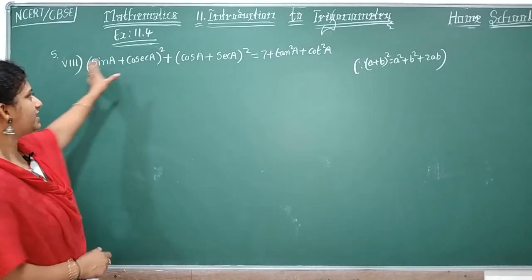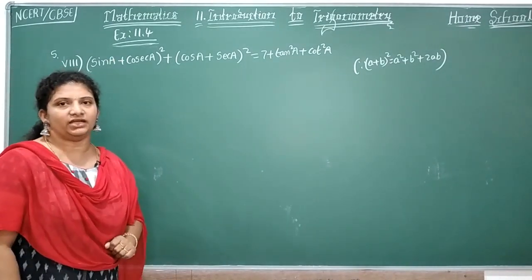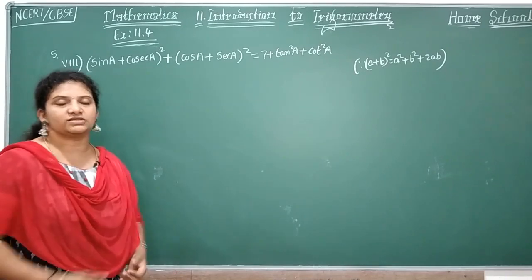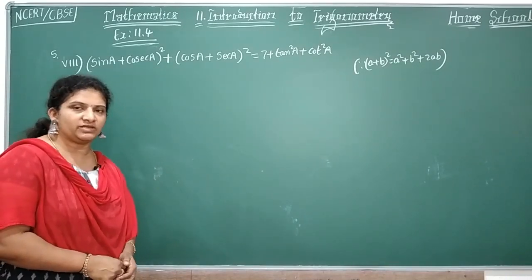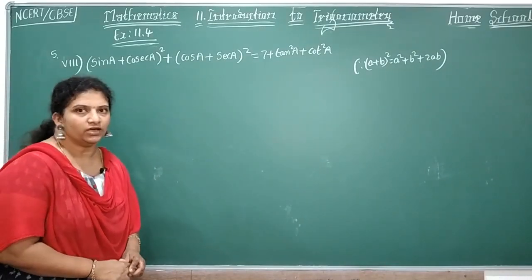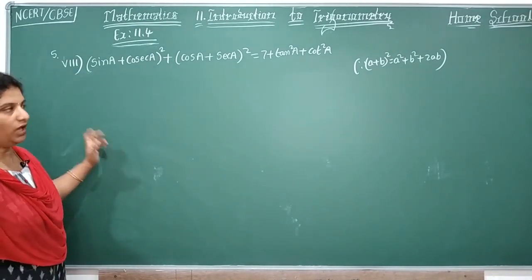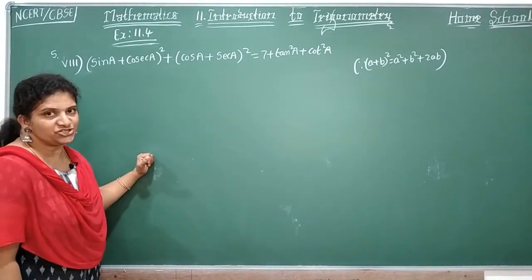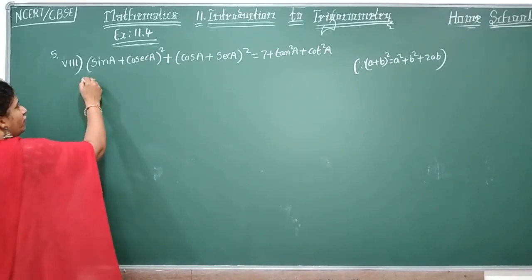By seeing this, I immediately remember an identity. What is that? A plus B whole square is equal to A square plus B square plus 2AB. So let's consider the LHS part and apply the formula.